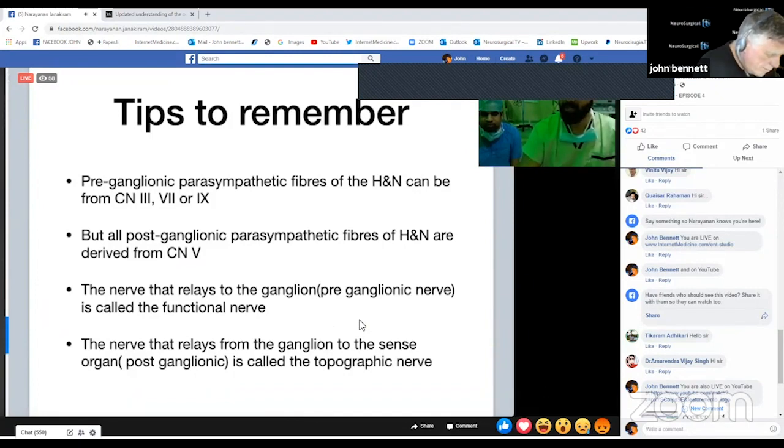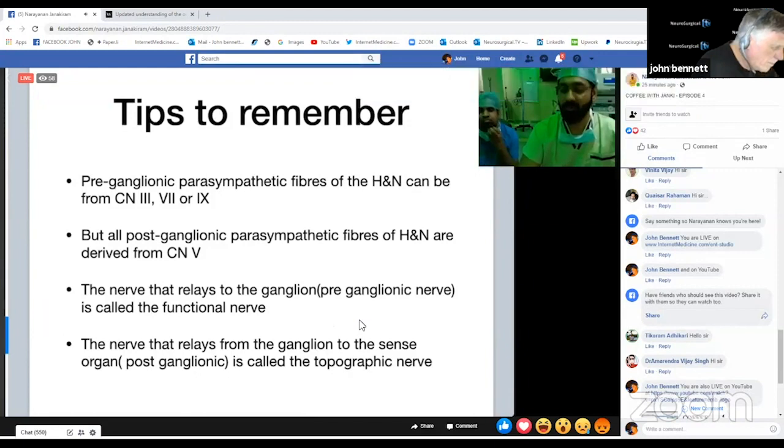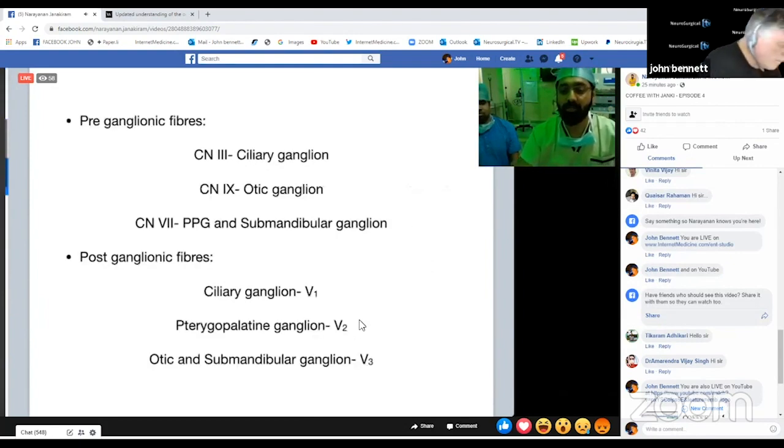The nerve that relates to the ganglion, the preganglionic nerve, is called the functional nerve. The nerve that relates from the ganglion to the sense organ, the postganglionic, is called the topographic nerve. So you should remember what is a topographic nerve and what is a functional nerve. Functional nerve is preganglionic, and the topographic nerve is postganglionic. So you should clearly understand this.